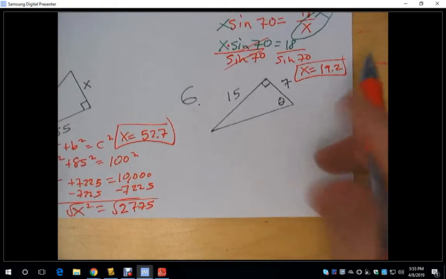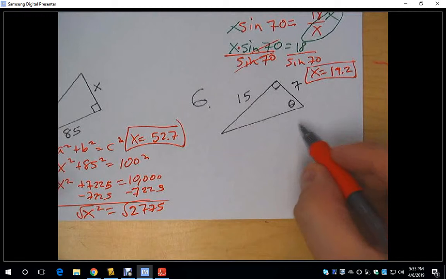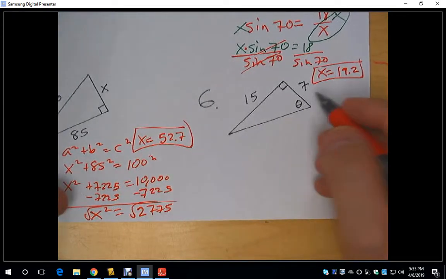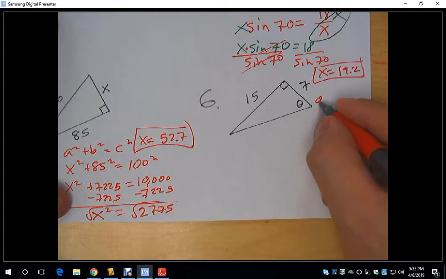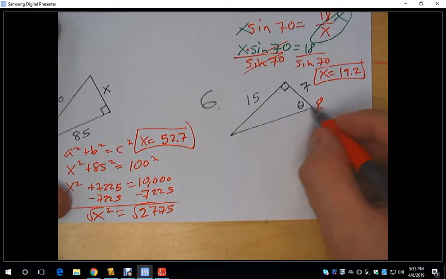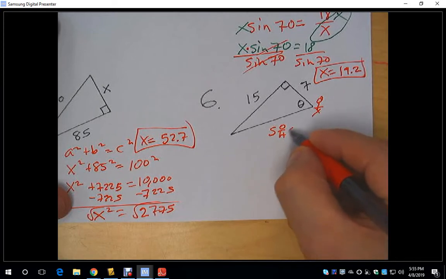Now let's look at the last one. I'm given two sides and I'm asked for an angle. Now if I use the Pythagorean theorem, it's going to give me the missing side, not the missing angle. So what should come to mind is the trigonometric ratios. So I'm standing from this perspective here, from this angle.